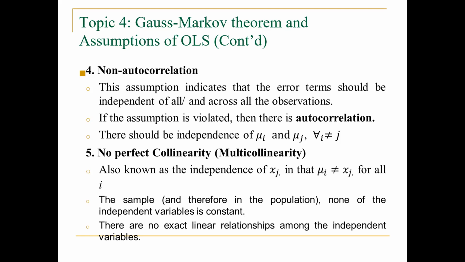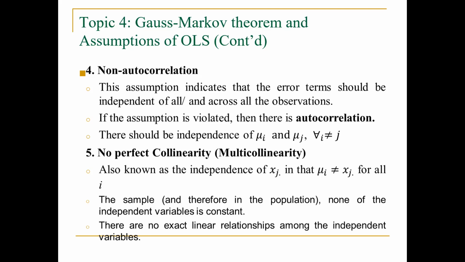So there should be independence of mu, all the error terms, in one model, and also the error terms in another should be different. Likewise, the age of one farmer should be different from the age of another farmer. Of course, that inverted A, you remember I told you it means for all. So if you don't want to read the words for all i, you just say that inverted A, i is not equal to j. So it means that there is no correlation, there is independence.